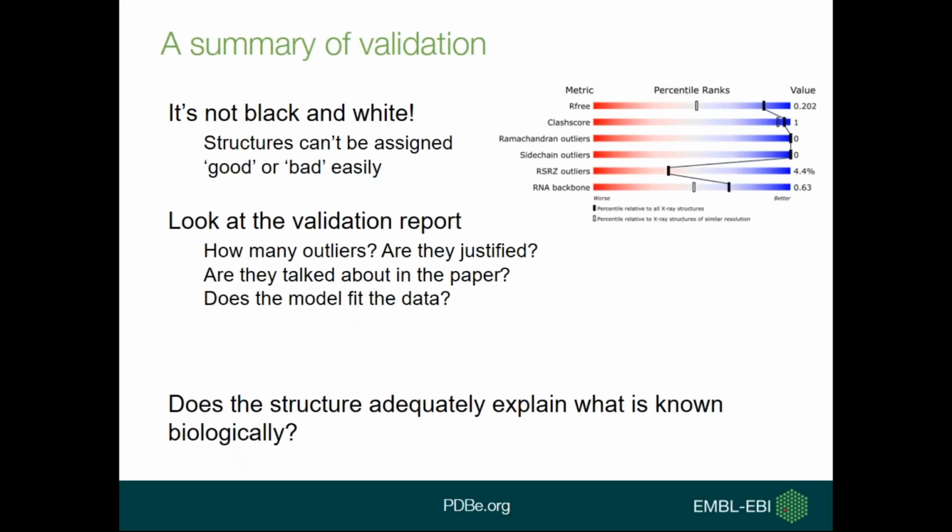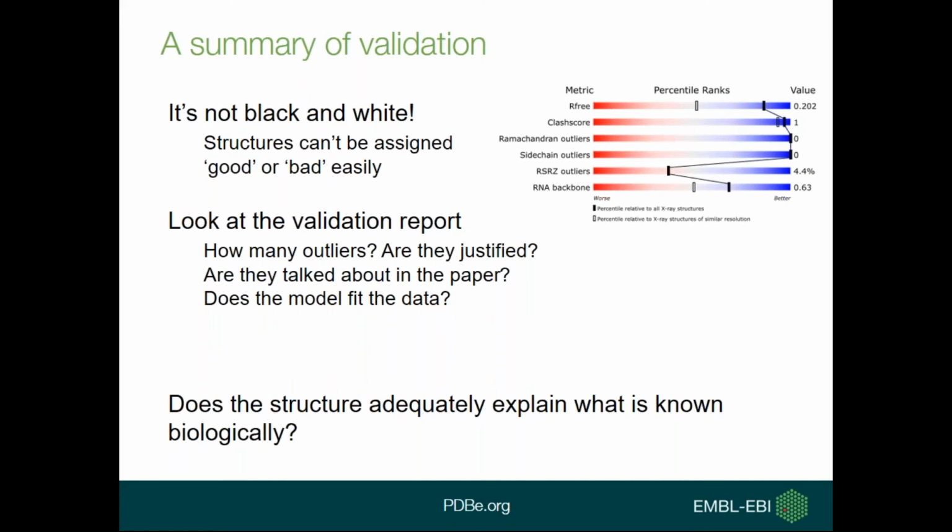So to summarize what we've said today, I hope you have an appreciation now that it's not a black and white issue. Structures can't easily be assigned to be good or bad. It's not black and white, it's not red and blue either. But you need to look at the validation report, see how many outliers there are, and whether they are justified. So a summary slider like this is okay, lots are towards the blue end. If everything was crashing on the red end, you need to be a little suspicious, but somewhere in the middle may be fine. But are the outliers talked about in the paper, if there's a paper describing the structure?